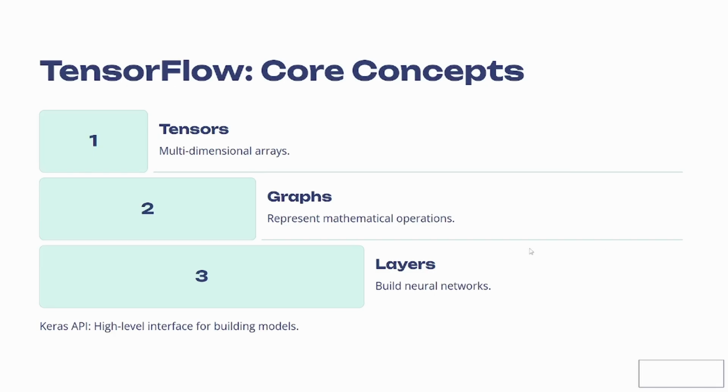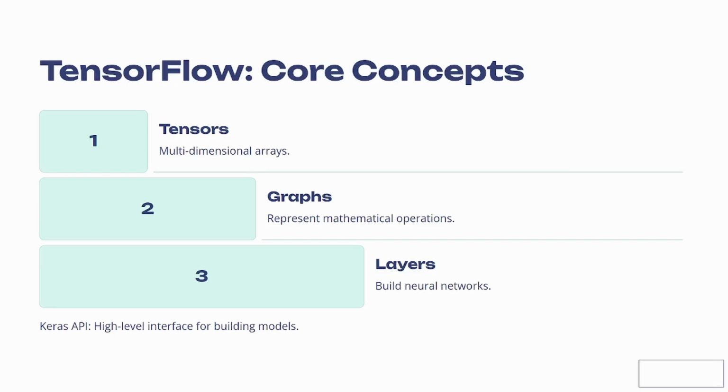These are the core concepts: tensors, graphs and layers. What are tensors? They are multi-dimensional arrays. As you know, what is a matrix? It consists of rows and columns which hold some values, like 1 2 3 4. Combining all of that, we call it a matrix. And the advanced version of that we call a tensor, which is a multi-dimensional array. It is also similar to the matrix.